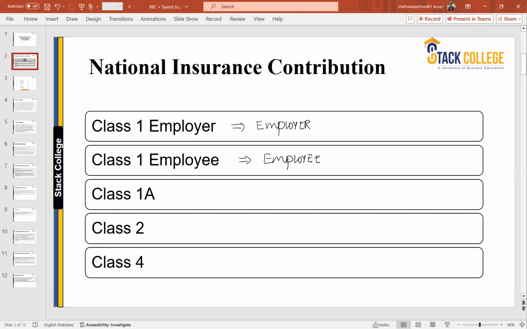Now, these are basically related to the employment status. So, the employer has to pay, as well as deduct from the salary of the employee, class 1 employee. And this is the only one that the employee needs to pay. As far as these two are concerned, these are payable on cash benefits, those cash benefits which are taxable in nature, and the benefits must be gross.